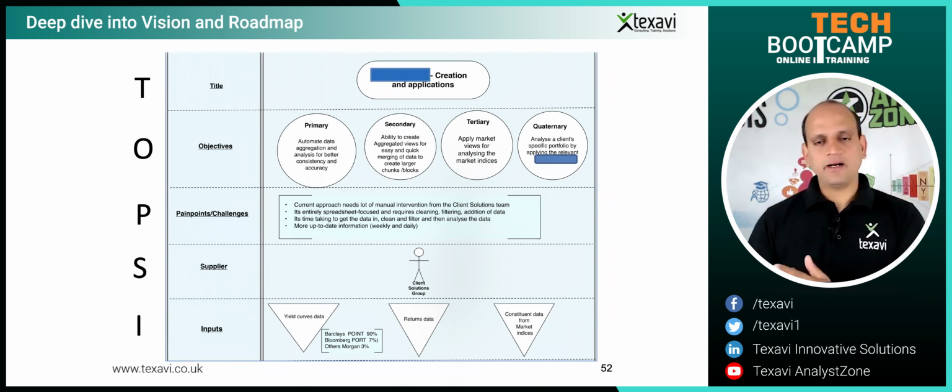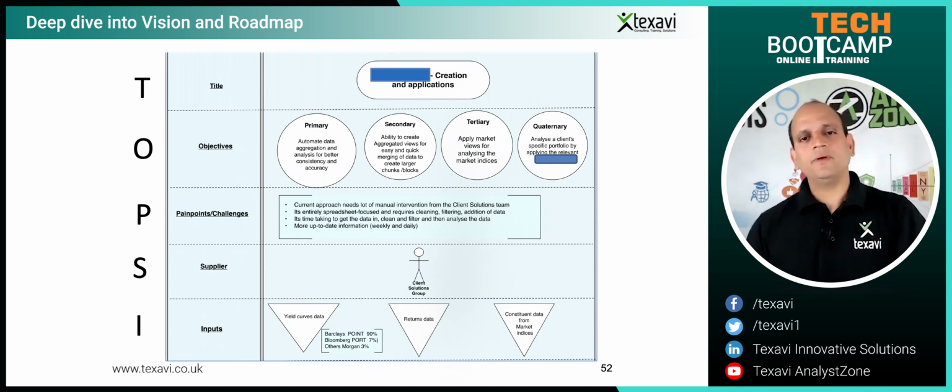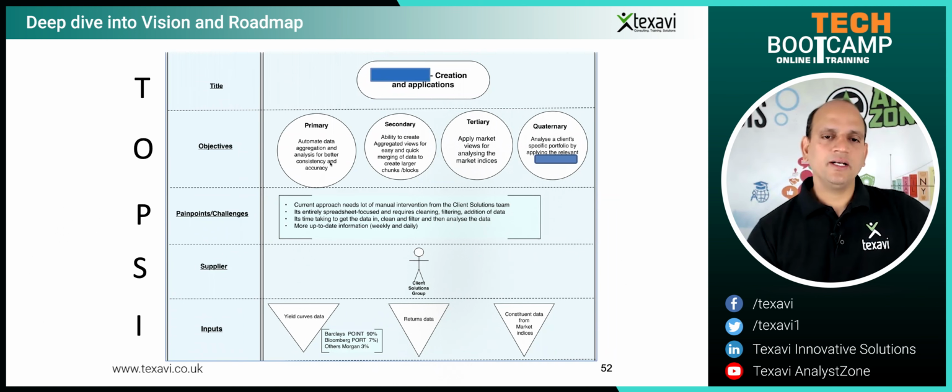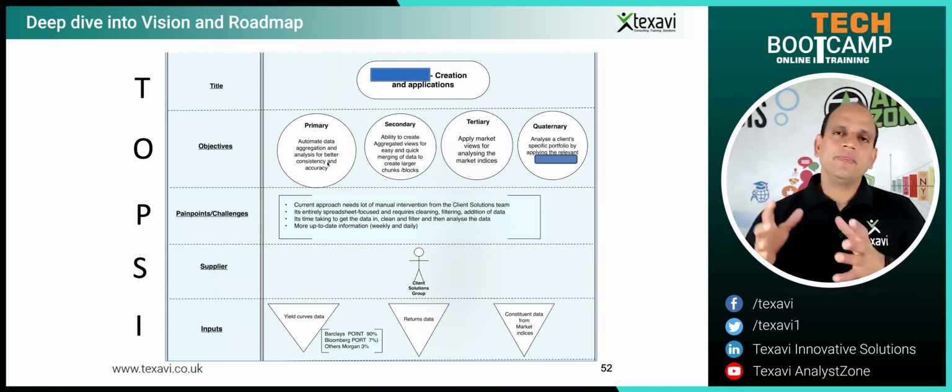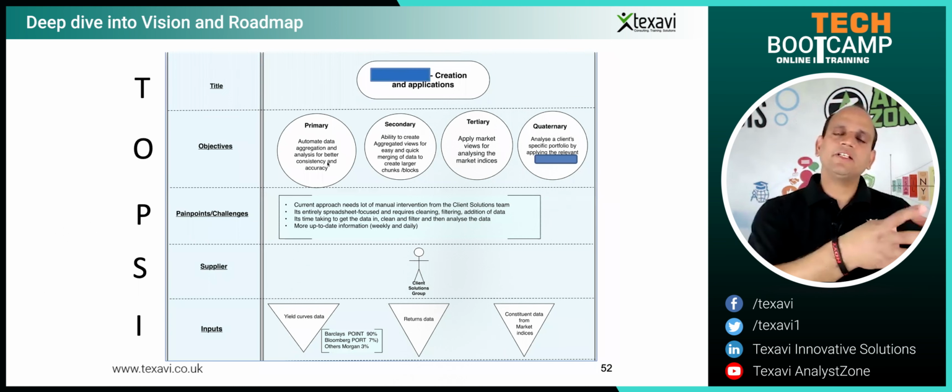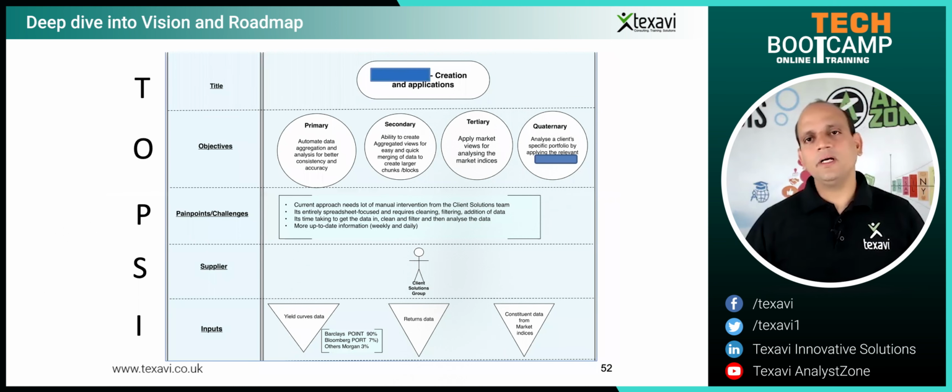That's the hierarchy, so you're actually going from top down. The primary objective was to automate the data aggregation and analysis. So that's the whole idea. I was talking about the data science, right? There are different teams within this investment bank across the globe, who are in different departments, different teams.